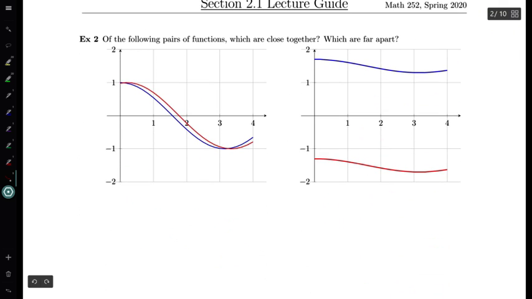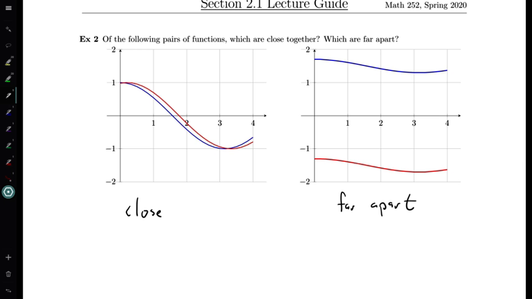All right, so example 2 is asking us again this very ambiguous question of the following pairs of functions, which are close and which are far. So if we look at this first pair of functions here, we see that these are pretty close, whatever that means. The second pair of functions, these guys are pretty far apart, at least relative to our first pair of functions. I mean, there's a lot of difference.